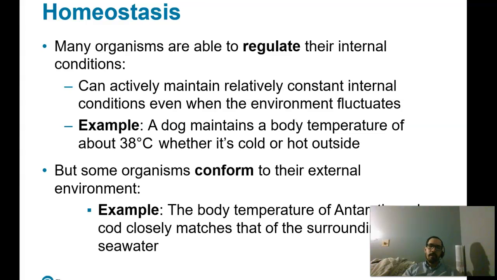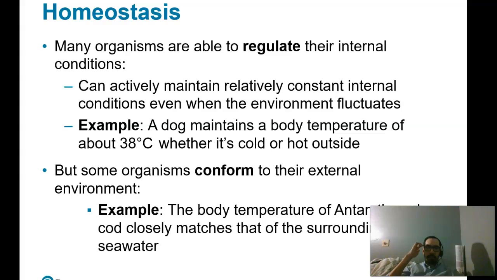When organisms regulate, they are actively maintaining a constant internal condition, even though the environment is fluctuating. So, for example, a dog can maintain a constant body temperature of about 38 degrees Celsius, whether it's cold or hot. If it's too cold, it would shiver. If it's too hot, it would just pant. Those are ways that it regulates its body temperature.